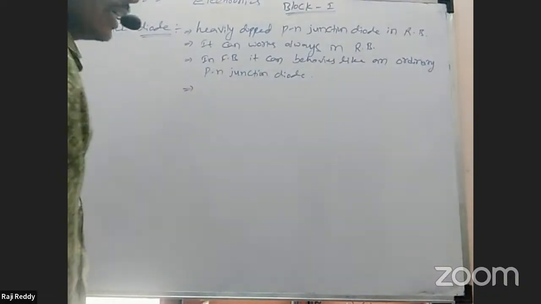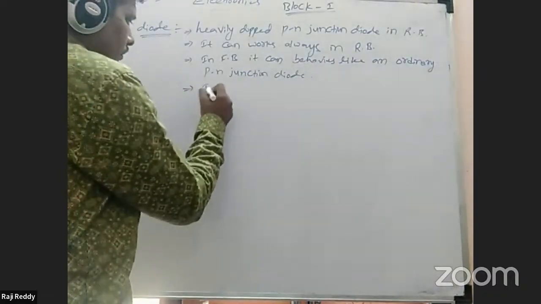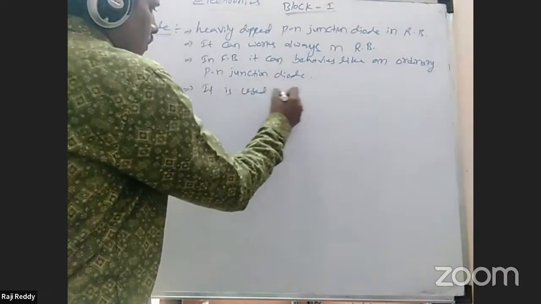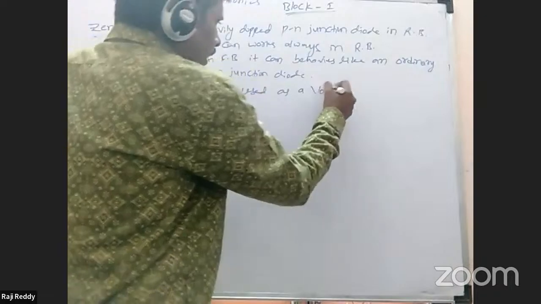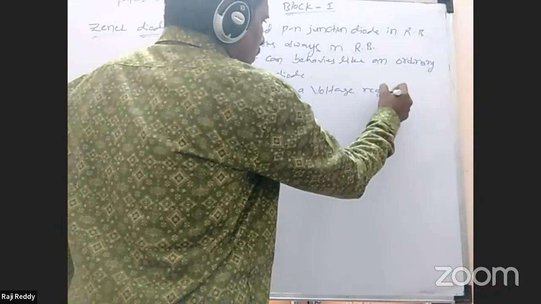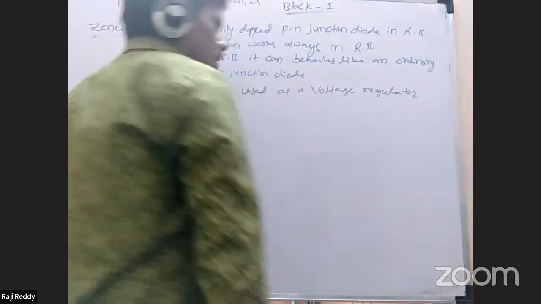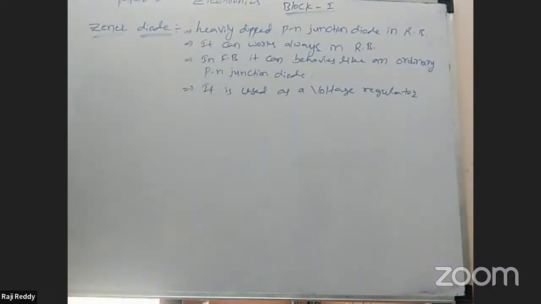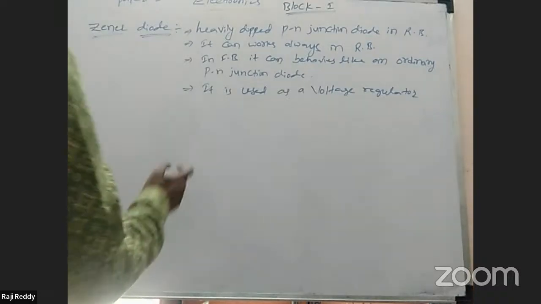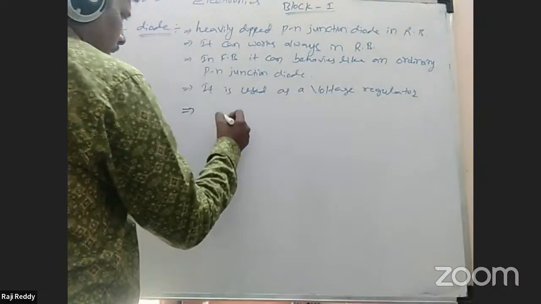Next point, it is used as a voltage regulator, or power supply voltage regulator. Okay? Zener diode always works in reverse bias. It is used as a voltage regulator. Next is the Zener diode circuit symbol.